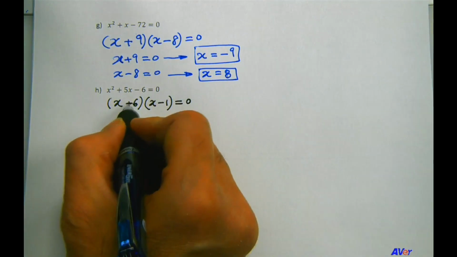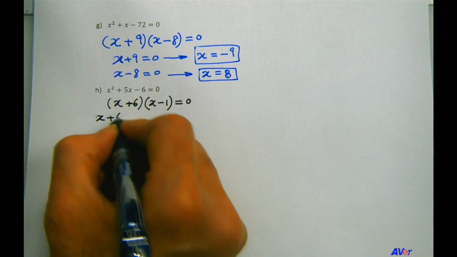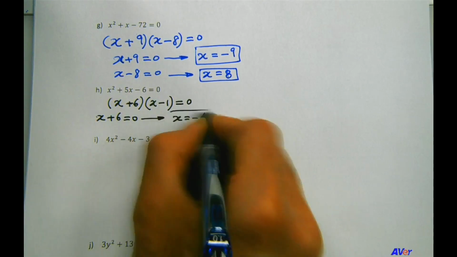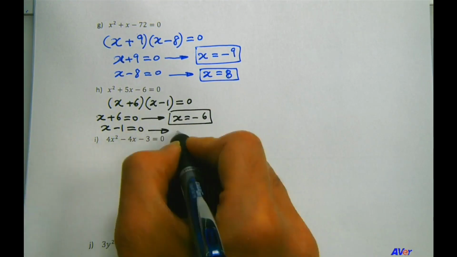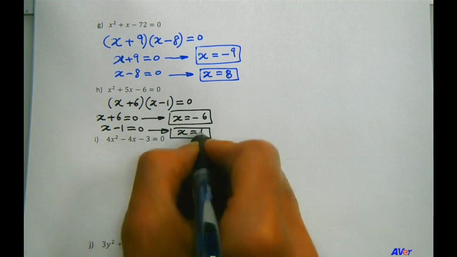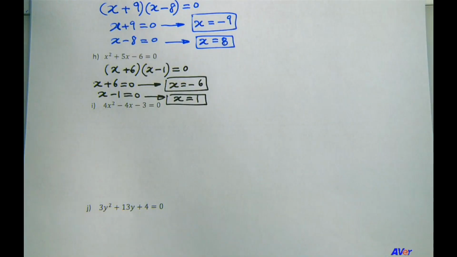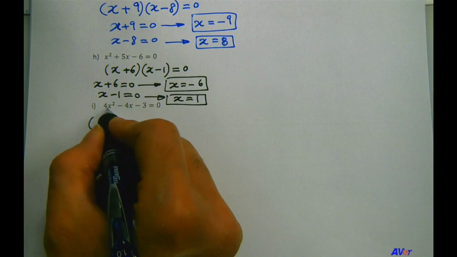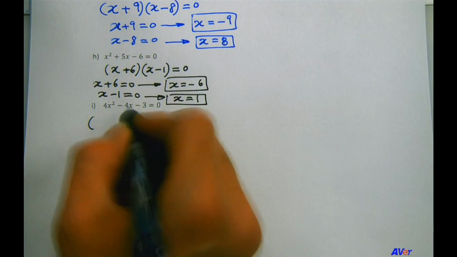So let's use the zero product property to solve for x. x plus 6 equals 0, therefore x equals minus 6. x minus 1 equals 0, so x equals 1. Okay. This one also looks like an easy equation to factor. Let's see. If I have 4x squared, I could have 2x and 2x times each other, but that wouldn't work for the middle term.